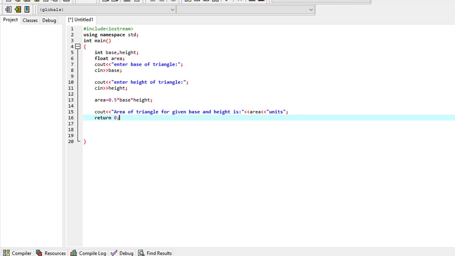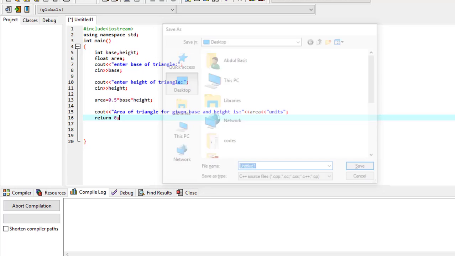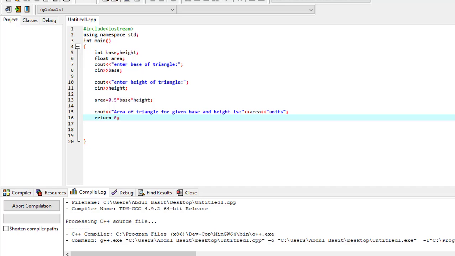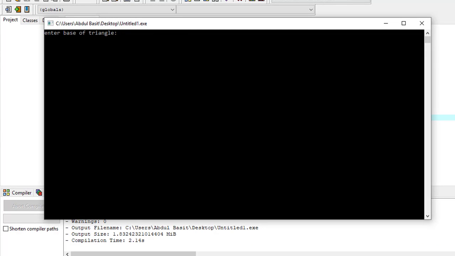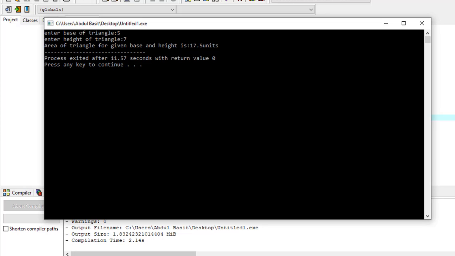So now we run this program and see the results of it. Okay, here we enter the base of the triangle, for example 5, and height 7. So the area of the triangle for given base and height is 17.5 units. So this is the program.